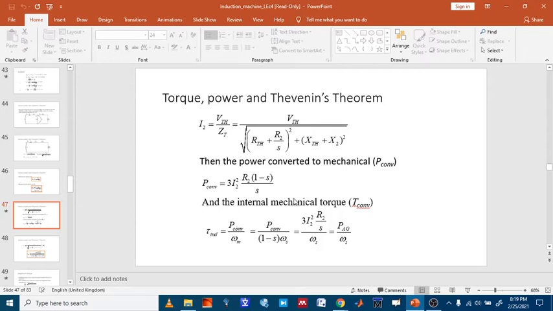And also the torque induced will be equal to what? You know that power is torque induced times omega M. You get it? And the torque induced will be given by P air gap over omega S.